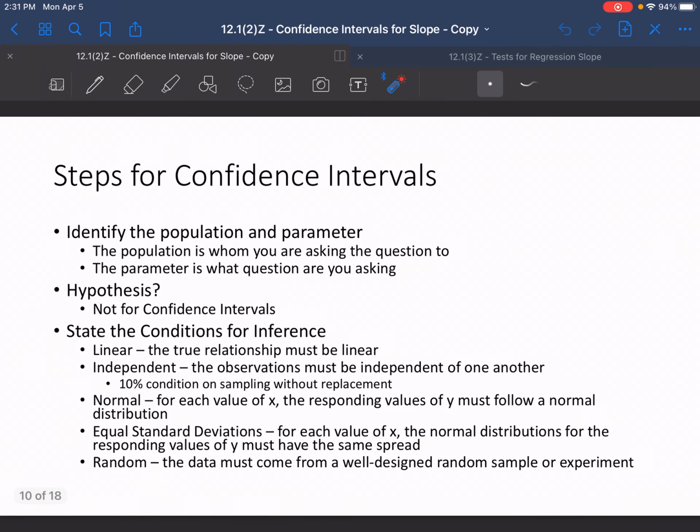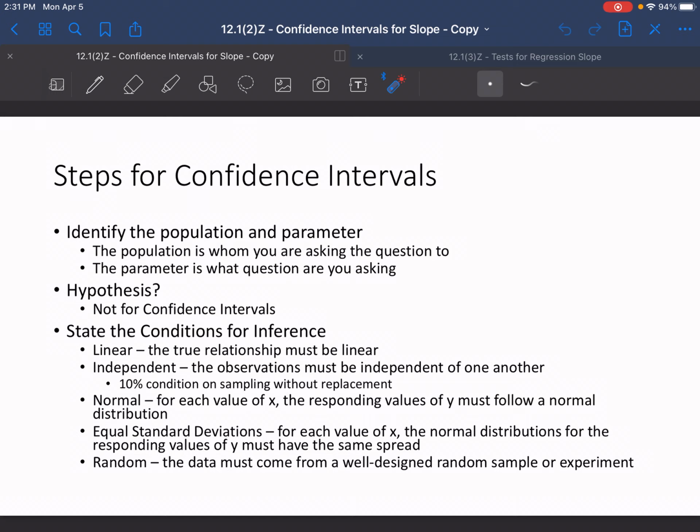And then finally, our degrees of freedom is going to be our sample size minus 2 in this instance for our regression slope. So the steps for solving these problems are very similar to how we would solve any other confidence interval problem. Really the only difference is that we are going to have to state a little more than what we normally would in the plan portion of this problem.